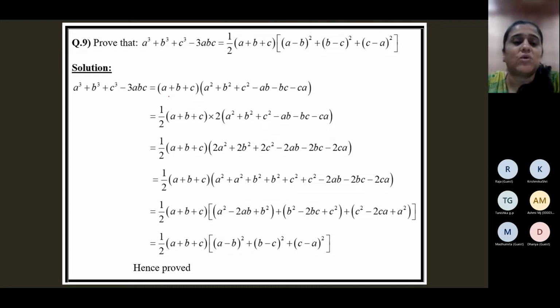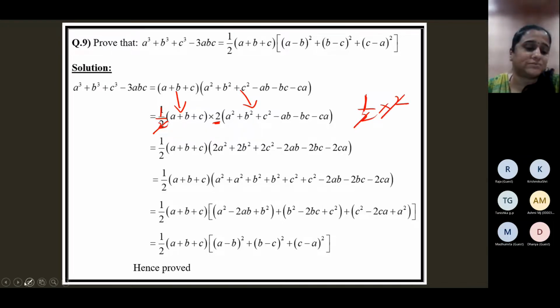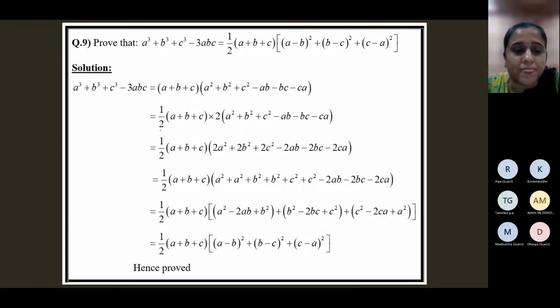So what we do is we write half into a plus b plus c into 2 into this bracket. What is the net effect? You're multiplying by half and 2. So 2 and 2 get cancelled. You're multiplying by 1. See, it's a product here: half into, and into 2. When you do that, it's like you're multiplying by 1.